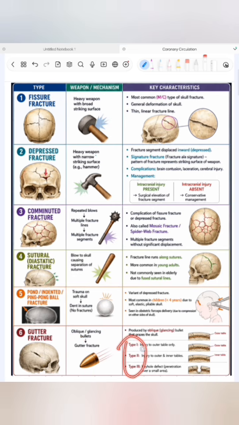There are three types in gutter fracture. Type 1, injury to outer table only. Type 2, injury to outer and inner tables. Type 3, keyhole defect, penetration over a small area.